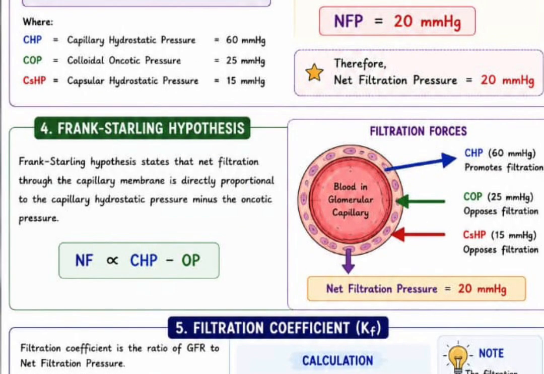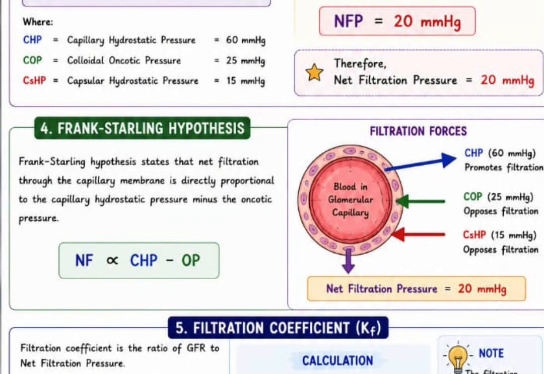So this was affirmed by Frank-Starling's hypothesis. Because Frank-Starling's hypothesis says that the net filtration pressure across the capillary membrane is directly proportional to the capillary hydrostatic pressure minus your oncotic pressure. So this net filtration pressure was confirmed by the Frank-Starling hypothesis. And what does it say? I can repeat again. It says that the net filtration pressure across the capillary membrane is directly proportional.